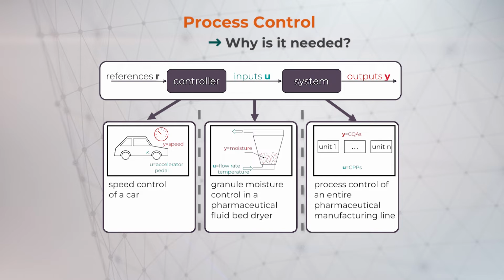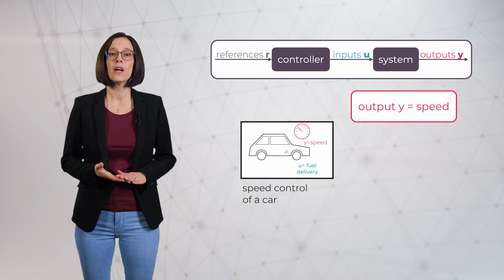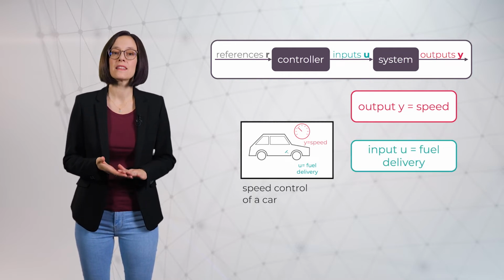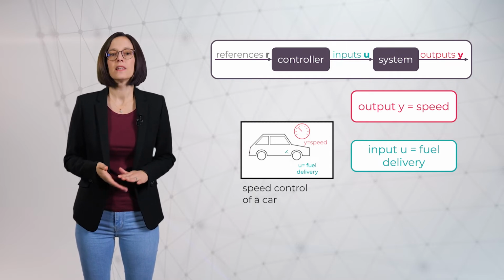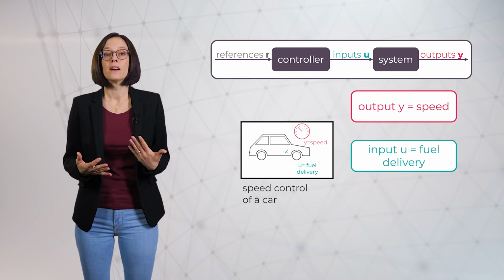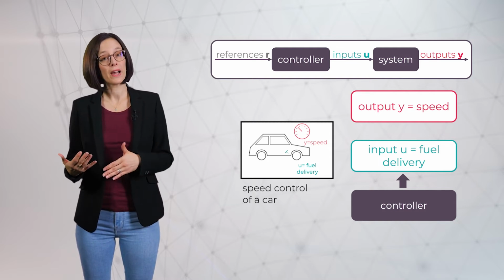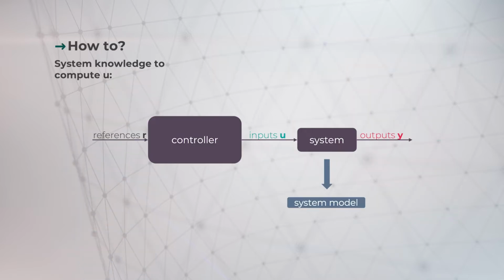Typically, the system outputs Y should track a given reference R. The reference is the value that we want to reach. In case of the car, the driver wants the car to drive at a certain speed. The automatic speed controller should then select the system input U, in this example fuel delivery. It should set the fuel delivery in such a way that the desired speed is achieved. The computation of the fuel delivery from the reference R and the current speed Y is the task of the controller.